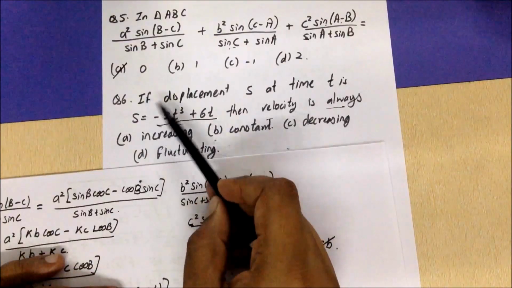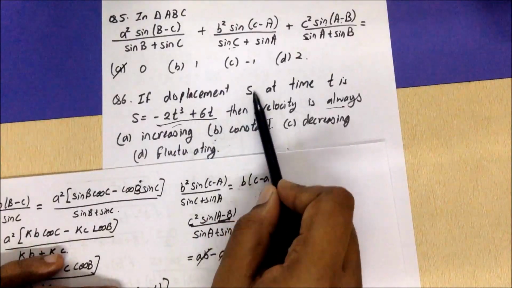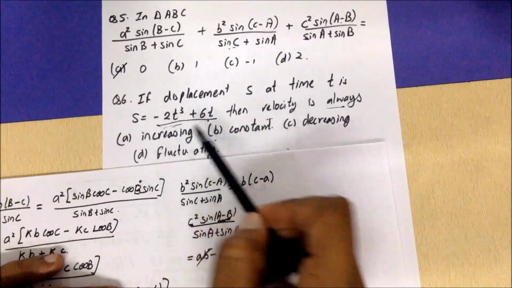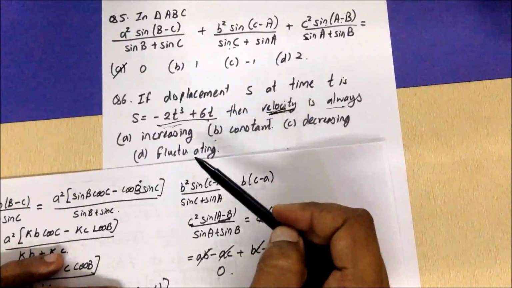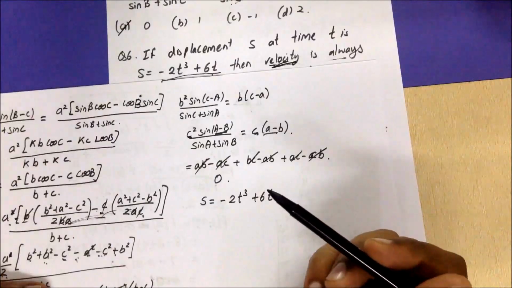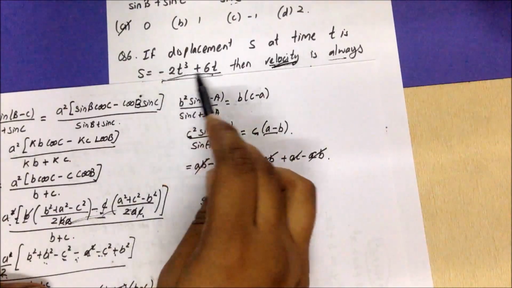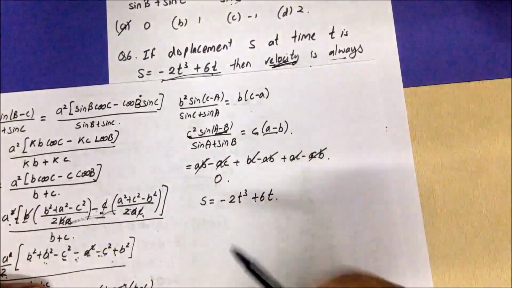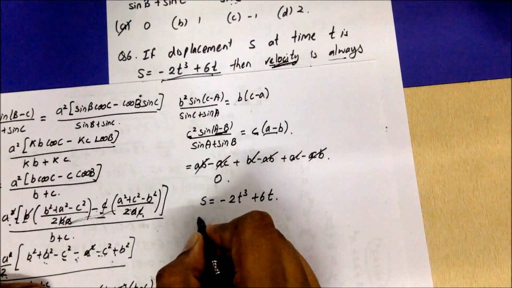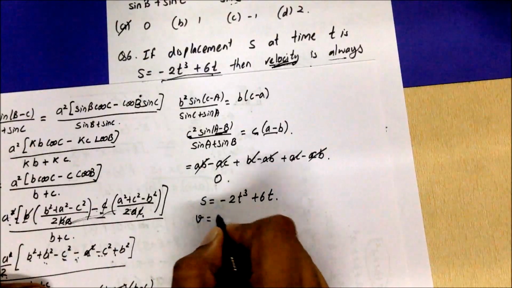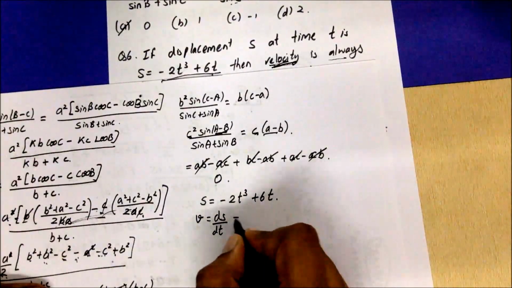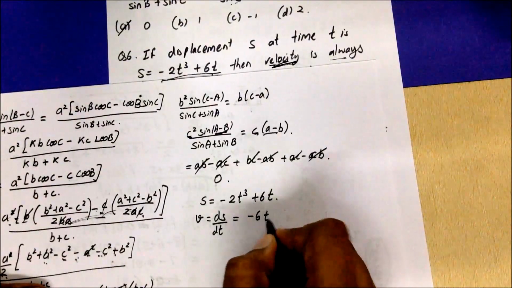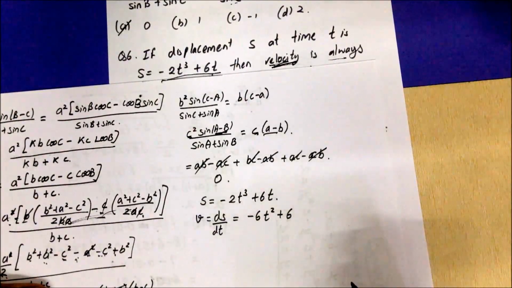In the next one, we have been given that the displacement S at time t is given by this particular equation, and we have to find the condition for my velocity. So you have to consider this displacement function which is given to you. From that you can find your velocity by the derivative of your displacement with respect to time. That's going to be minus 6t square plus 6.